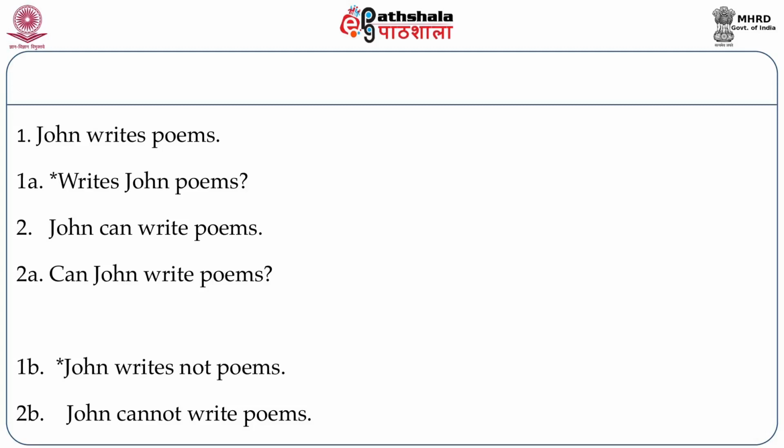And auxiliary verbs also can be used just before a negative marker like not. For example, John writes poems, the sentence that we have in 1, the negative of it will not be John writes not poems. So we cannot use not after writes, because writes is not an auxiliary verb. It's not used as an operator.